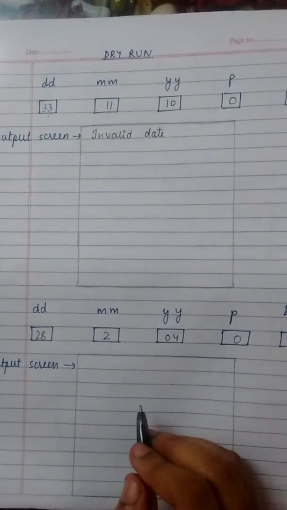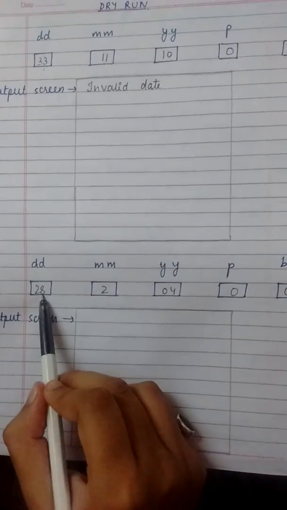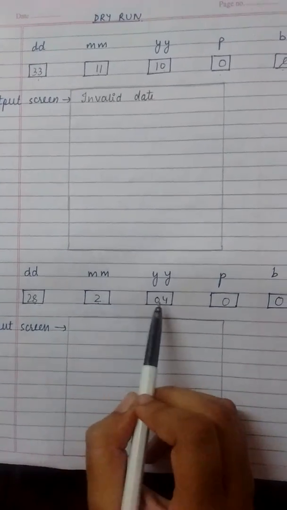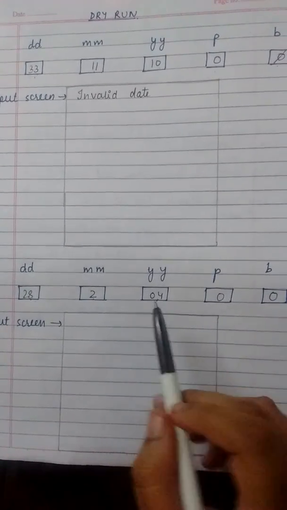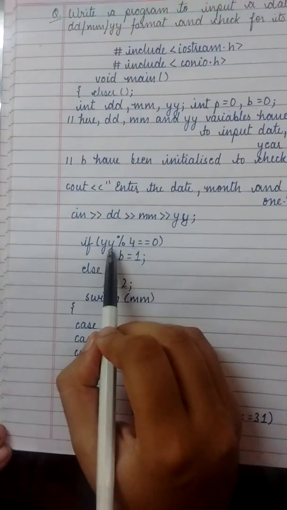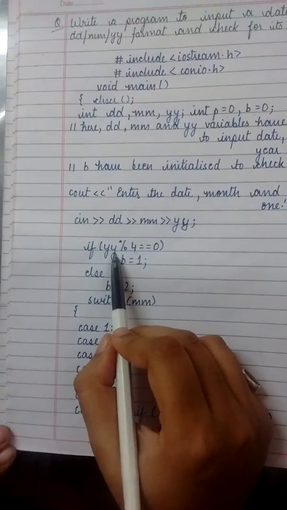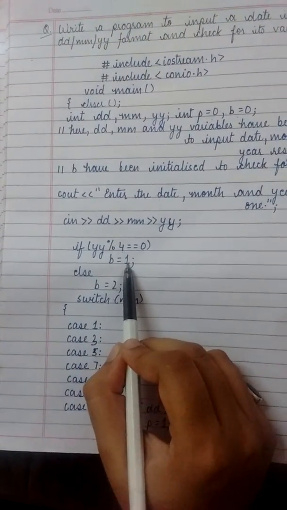Now let us take one more example. In case the user may have input 28 as the date, 2 as the month, 04, that is 4 as the year, then what happens? We will check for the year first. 4 is divisible by 4 and it gives no remainder. Therefore, b will have 1. That is, the year is a leap year.